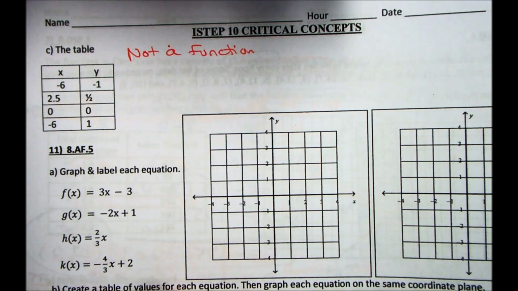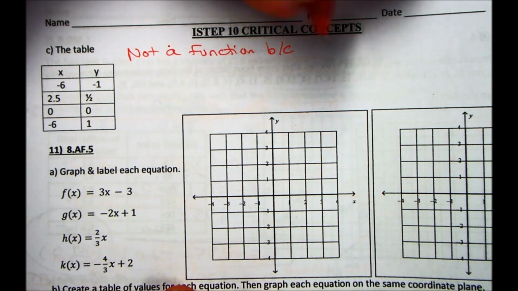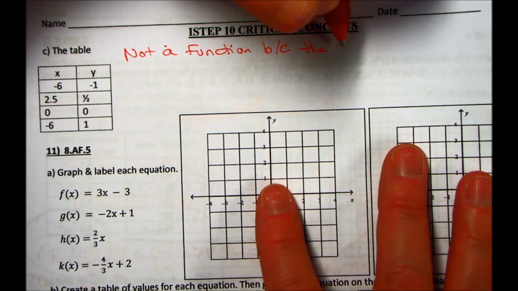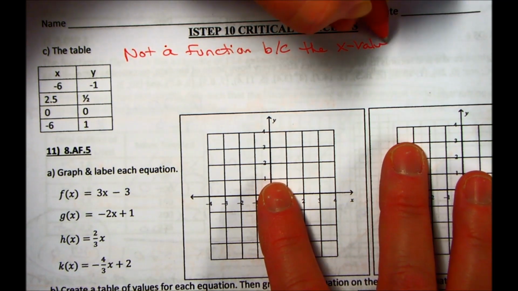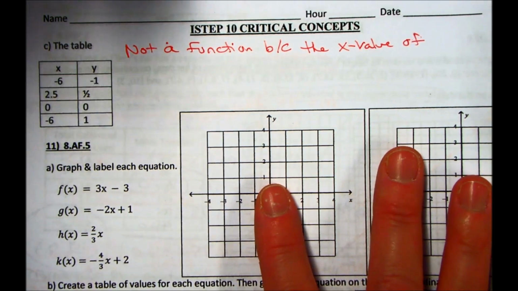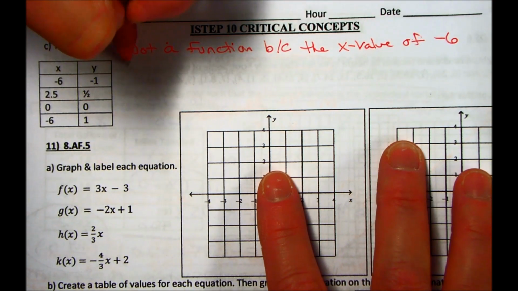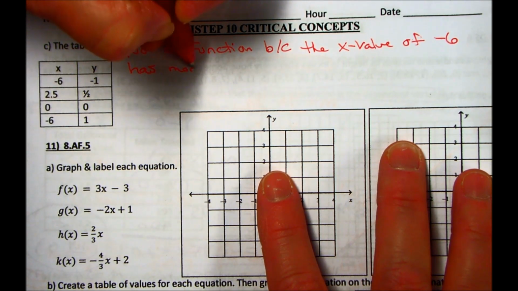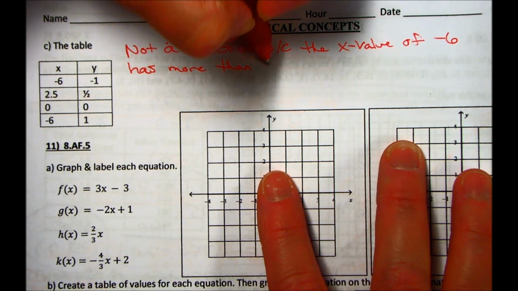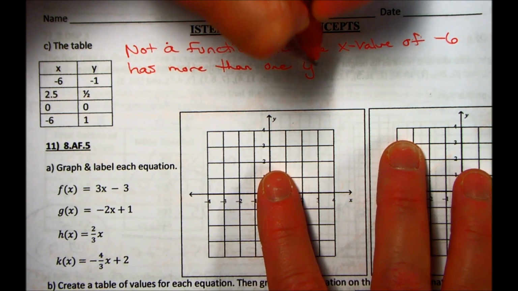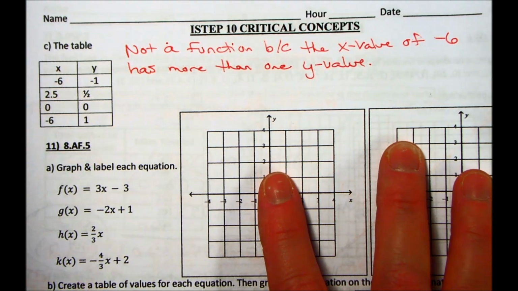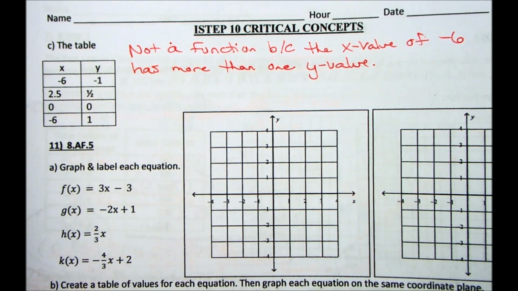So it's not a function because the x value of -6 has more than one y value. So that one is not a function.